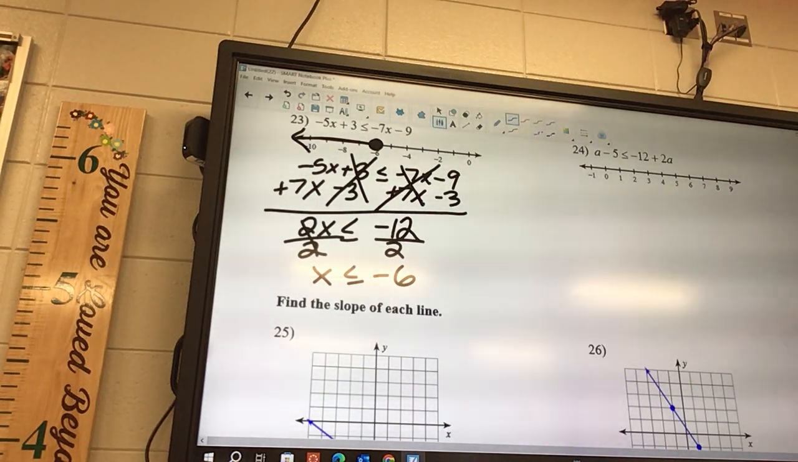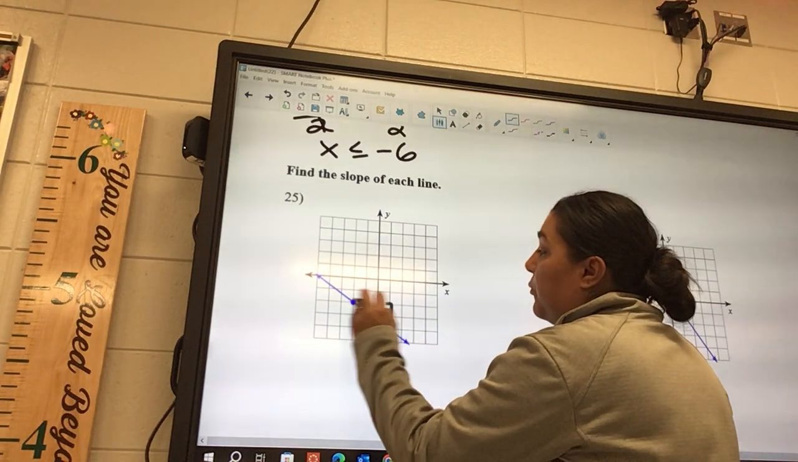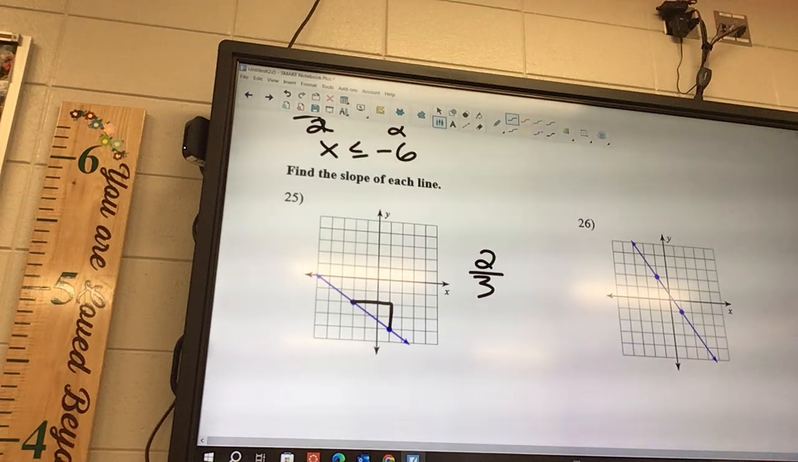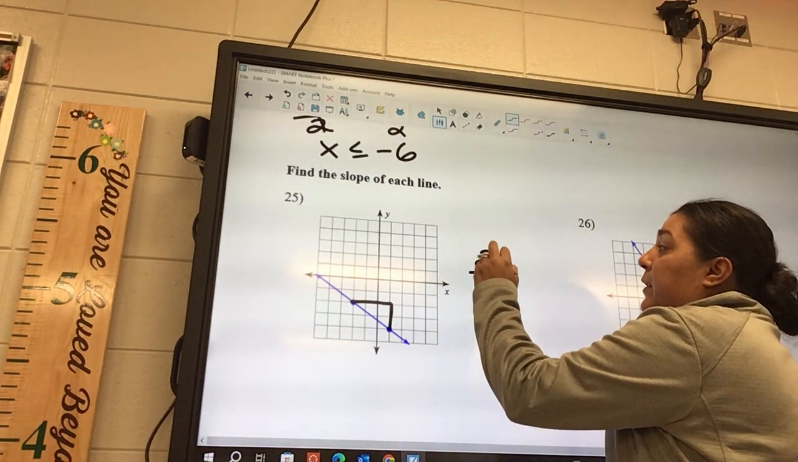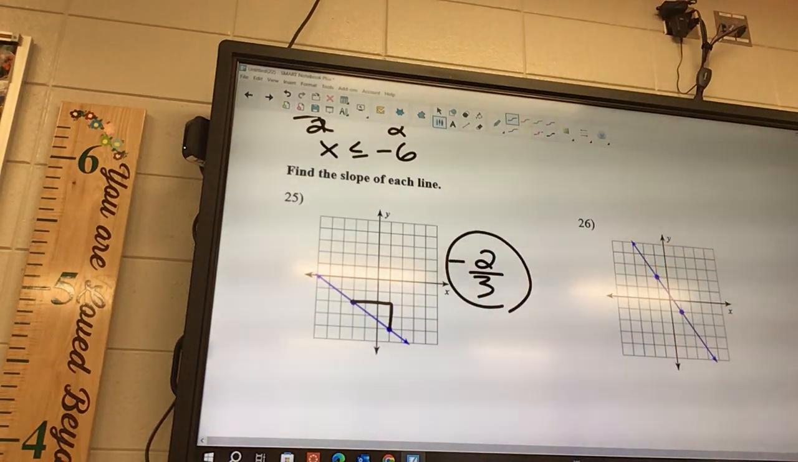Okay, 25, it says find the slope. So how much do we rise? How much do we go up? 2. Up to, over how many? 3. So we know it's 2 over 3. Is it gonna be a negative or a positive 2 over 3? Negative. It's gonna be a negative, okay? And again, it doesn't matter if I put the negative with the 2, with the 3, or just out front, okay? As long as we have one.